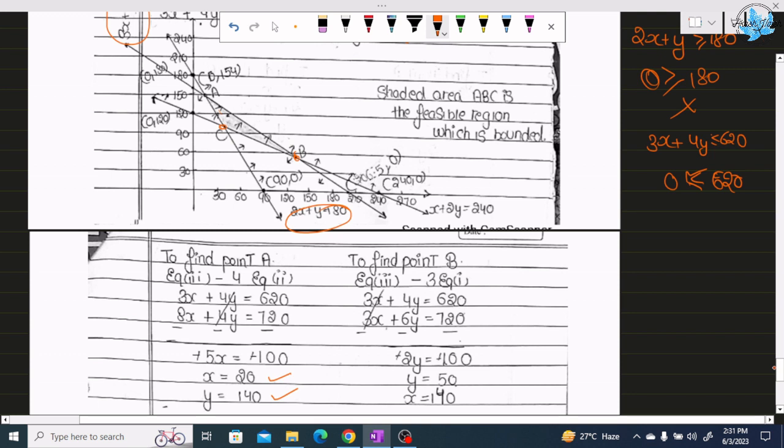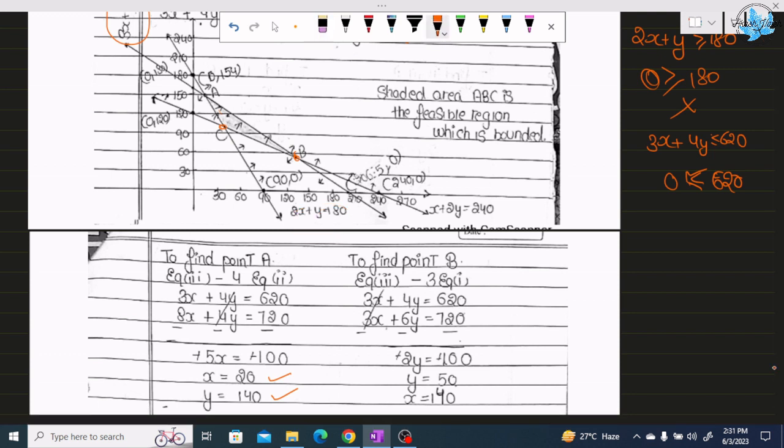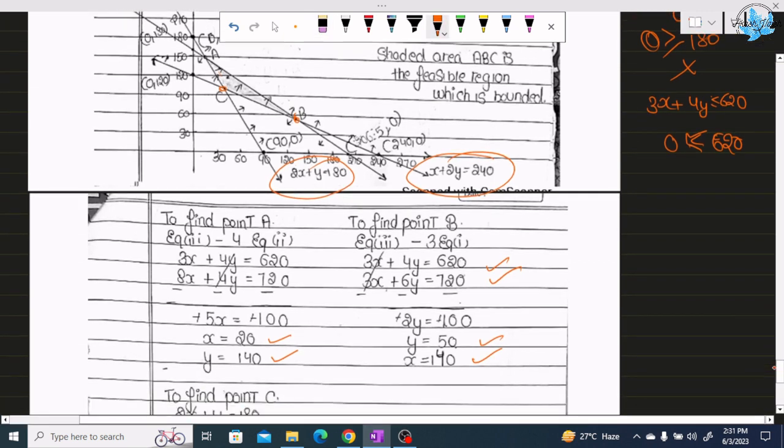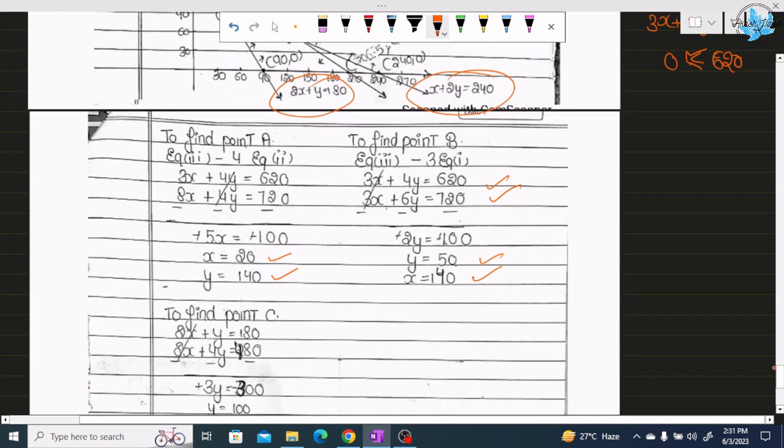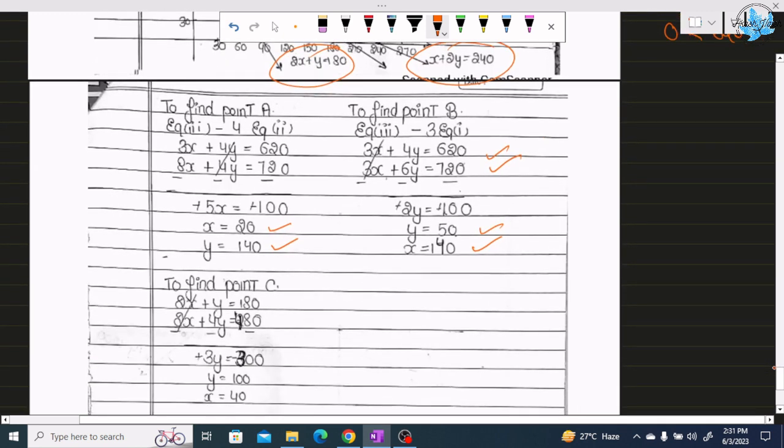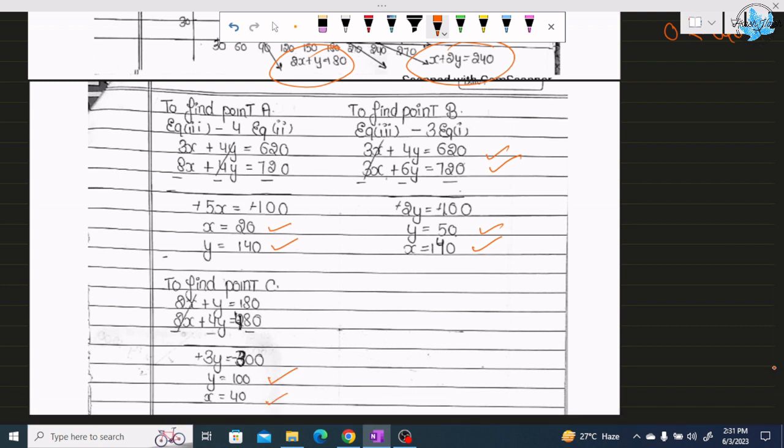Similarly, the B coordinate is the intersection of the line 3x plus 4y is equal to 620 and the second line x plus 2y is equal to 240. By solving these two equations, you will get x and y to be 140, 50. The C coordinate is the intersection of this line and x plus 2y is 240. By solving these two equations, you will get x and y to be 40, 100. So you know the A, B and C coordinates.